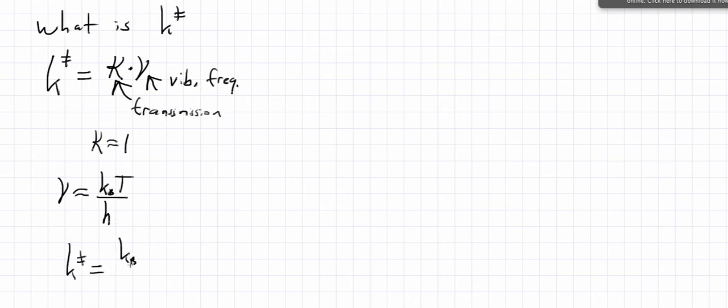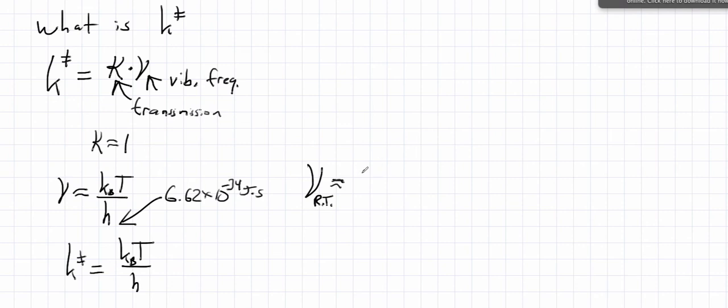So we have the thermal energy divided by Planck's constant. And it's been a while since you've seen that, so let's put that in: 6.62 times 10 to the minus 34 joule seconds. Okay, so now we have this expression. If we wanted to, we could actually calculate this number for room temperature. We plug all those numbers in, and we get that this should be approximately equal to 6 times 10 to the 12th reciprocal seconds.